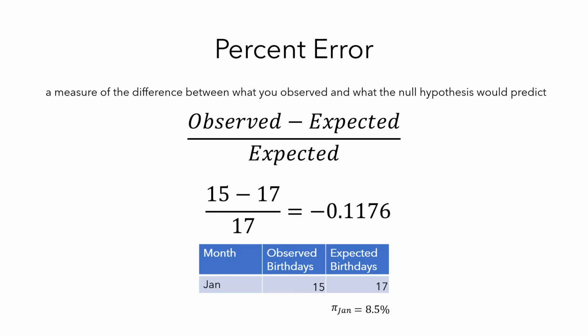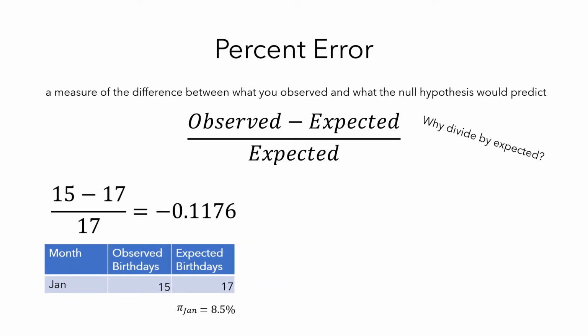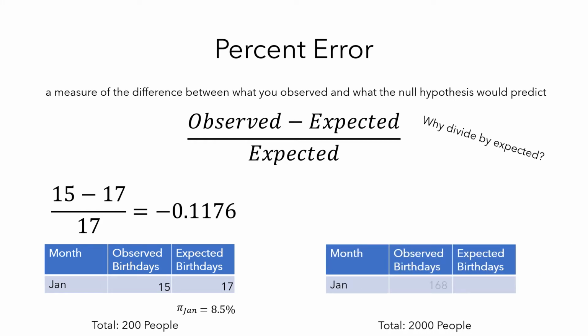Now, you might be wondering why we need to divide by the expected value. Let's think about what would happen if instead of surveying 200 people, we had surveyed 2,000 people, and 168 of them had been born in January. Now, the null hypothesis would still be the same. We'd expect 8.5% of people to be born in January, and 8.5% of the 2,000 people is 170 people. And I'd like you to pause the video for a moment and think about which feels like a more significant difference: getting 15 January birthdays when you'd expect 17, or getting 168 when you'd expect 170.